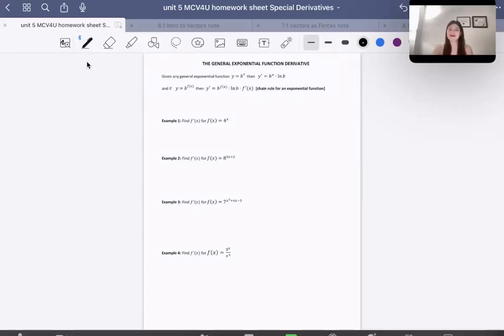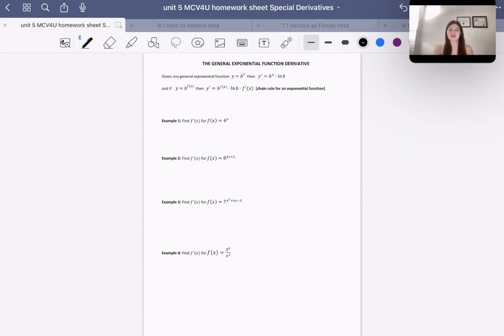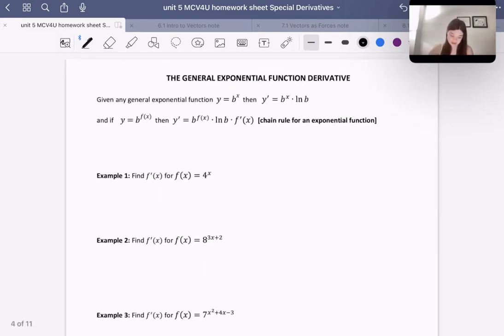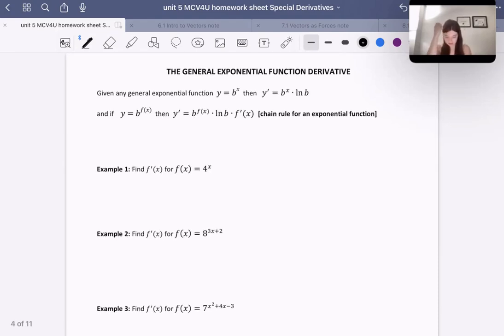Hello, everybody. Welcome back. Today, we're going to be talking about the general exponential function derivative. The general exponential function derivative has to do with the natural logarithm, ln, as well. So, given any general exponential function, y equals b to the power of x, then y prime is equal to b to the power of x times ln b, the natural logarithm of b.